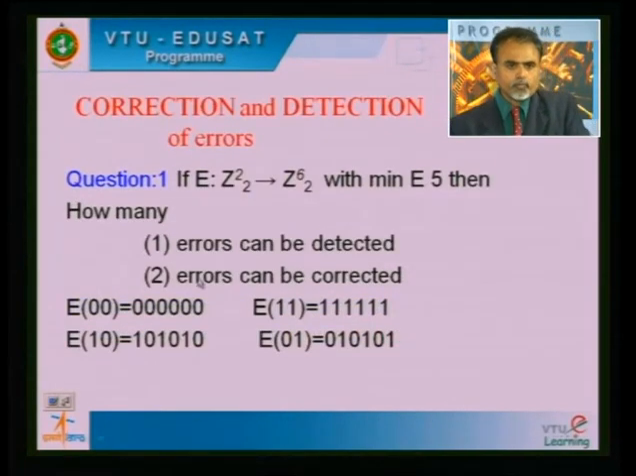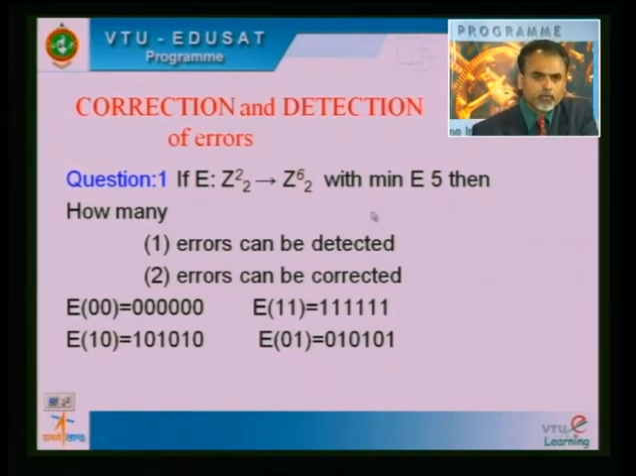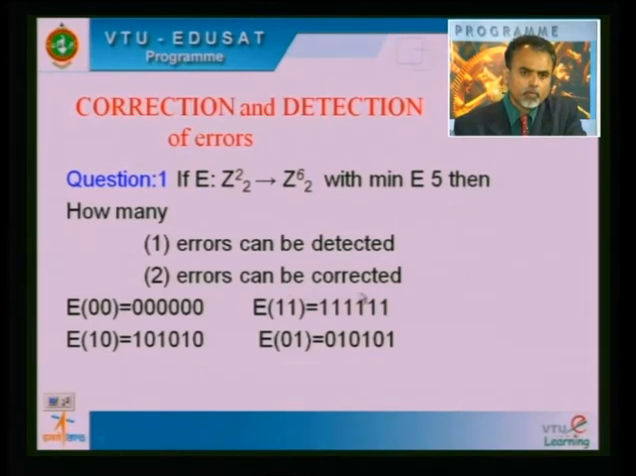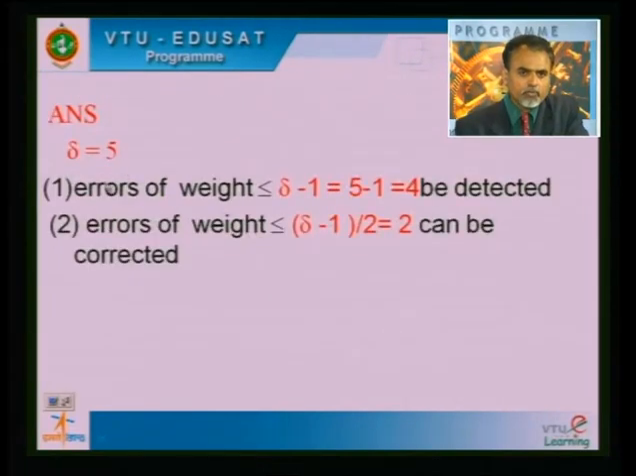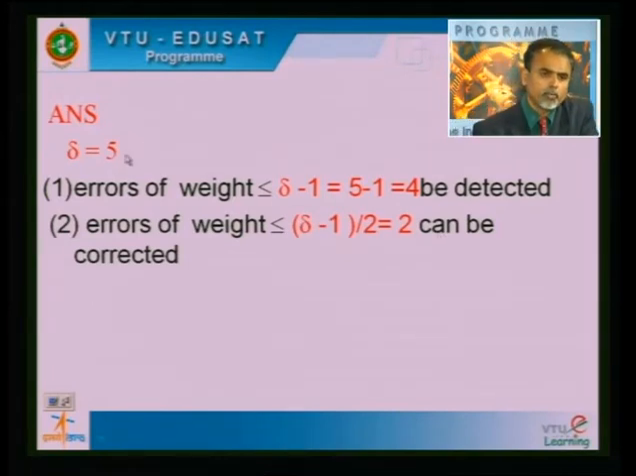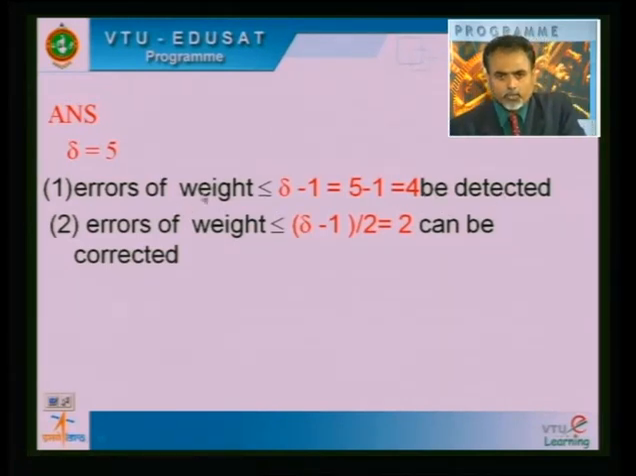Now we find what types of errors can be detected and what types of errors can be corrected. Suppose you are given the minimum distance, then find how many errors can be detected and how many can be corrected. Now delta is 5. Errors of weight up to delta minus 1, which is 4, can be detected. Errors of weight up to delta minus 1 by 2, which is 4 by 2 equal to 2, can be corrected. So errors of weight less than or equal to 4 can be detected, and errors of weight less than or equal to 2 can be corrected.